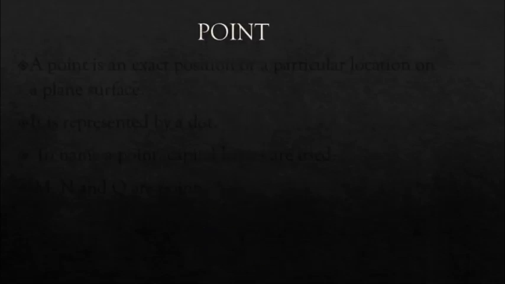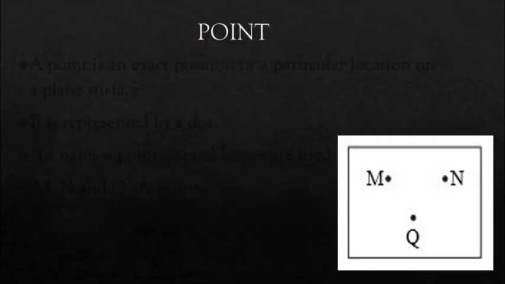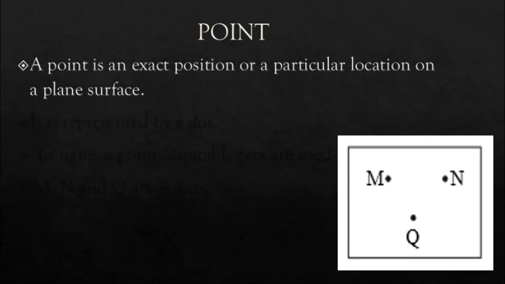The first one is point. Now, what do we understand by a point? A point is an exact position or a particular location on a plane surface. When you have to show the exact position of a particular thing, we use a point. The point can be represented by a dot. So whenever you are representing a point, you need to put a dot there.